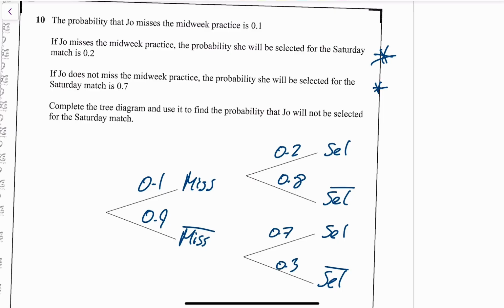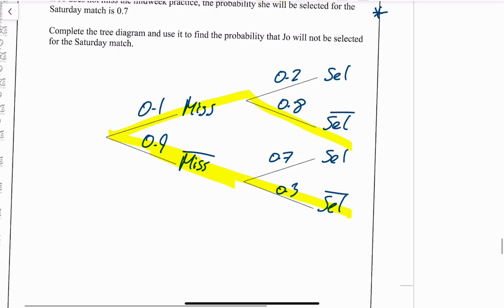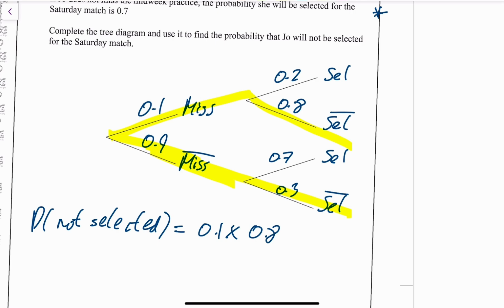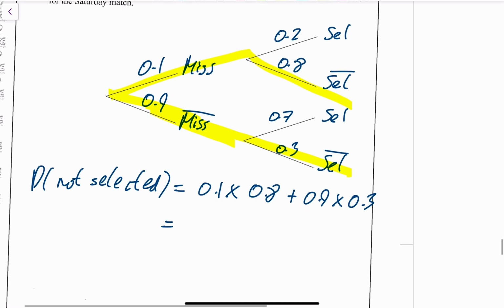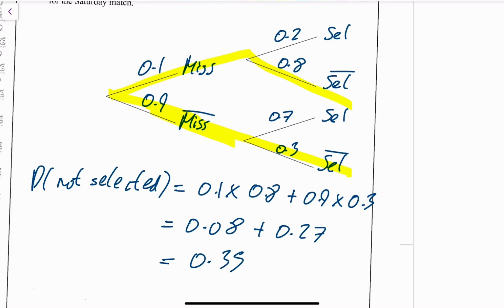Complete the tree diagram and use it to find the probability that Jo will not be selected. So I'm looking for this branch or this branch here. So that's what we want. So the probability she is, we'll just write down not selected, is 0.1 times 0.8 plus 0.9 times 0.3. I know this is a calculator exam, but that would be 0.08 plus 0.27, and if you add those, that's going to be 0.35.